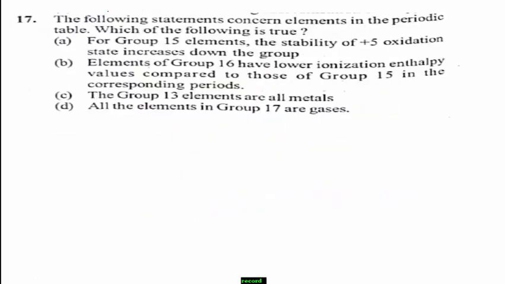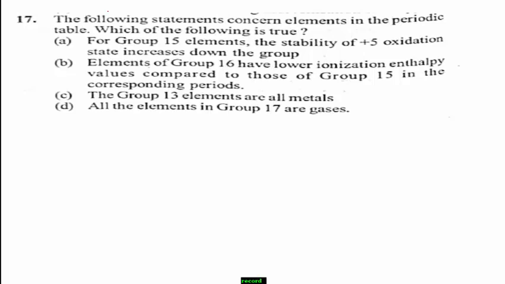Next, question number 17. The following statements concern elements in the periodic table. Which of the following is true? Students, in the options given, option A, for group 15 elements, the stability of the +5 oxidation state increases down the group. Option B, elements of group 16 have lower ionization enthalpy values compared to those of group 15 in the corresponding periods. Option C, the group 13 elements are all metals. And option D, all the elements in group 17 are gases. Which one is the right answer?